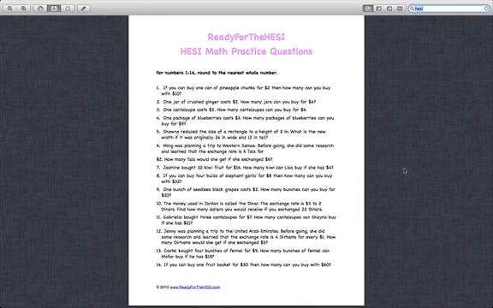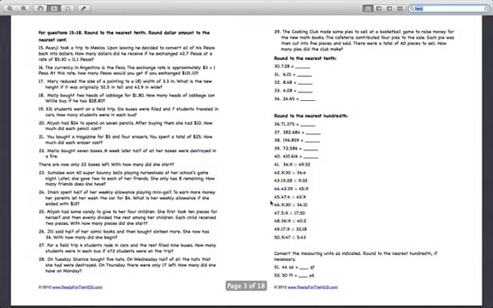Hi everyone, this is a preview of the Ready for the HESI math practice questions. And as you can see here, it's going to include several word problems, so that's definitely good help if you need to practice on applying it into a word problem, whether it be fractions, decimals, or even using money, as you can see in some of these examples. And there you have plenty more.